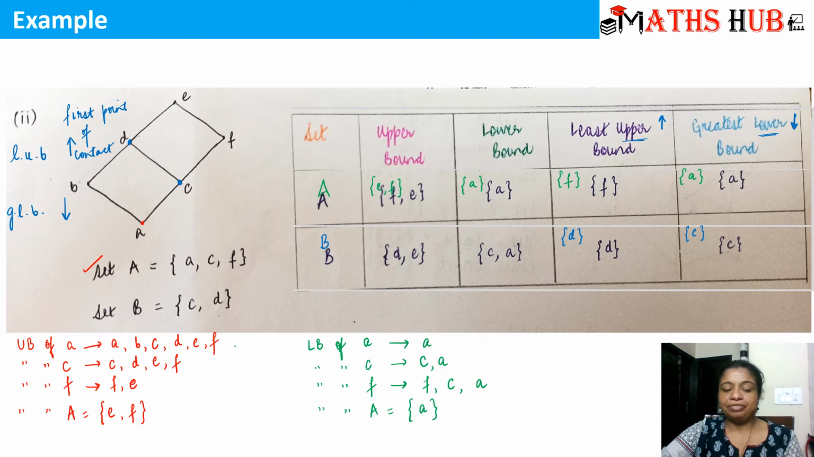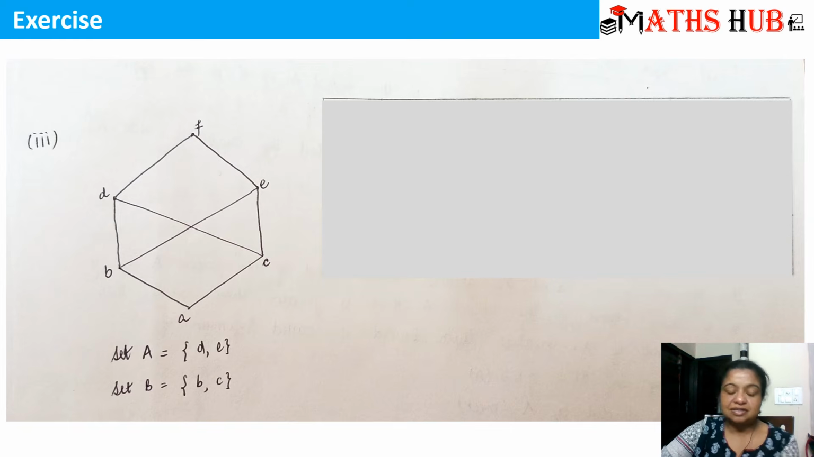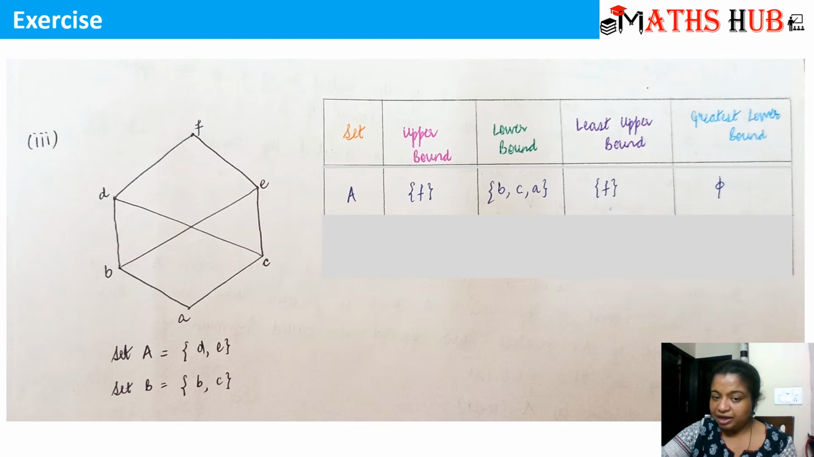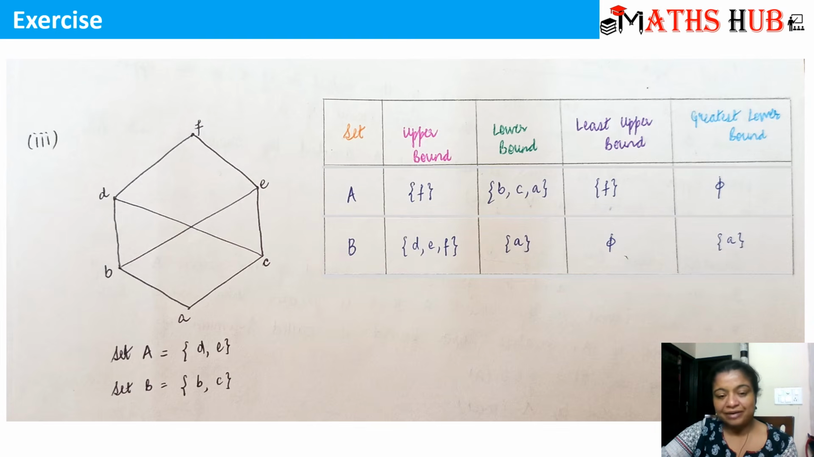And similarly, you can try the next exercise. So this is the POSET given to us and you are given two sets, set A and set B. And you need to calculate all the four parameters, that is the upper bounds, the lower bounds, the least upper bound and the greatest lower bound. Right? The answers are already given there, so you can check your answers after trying them.